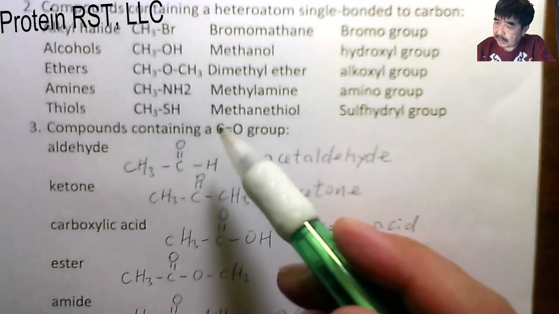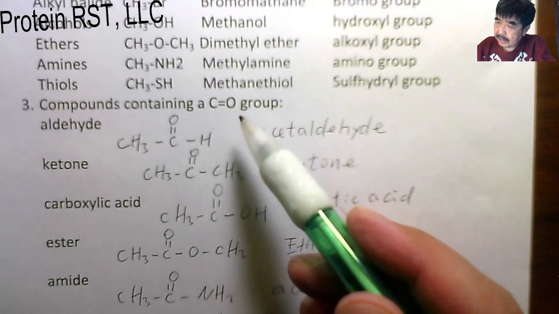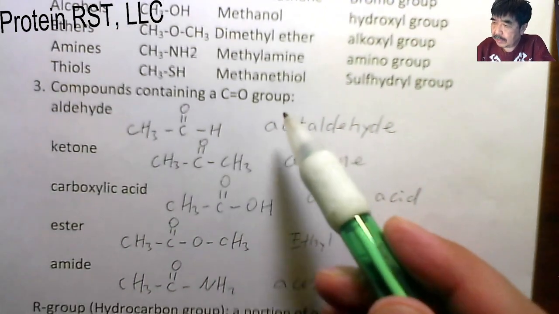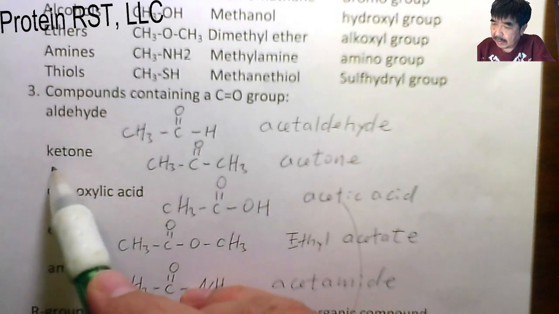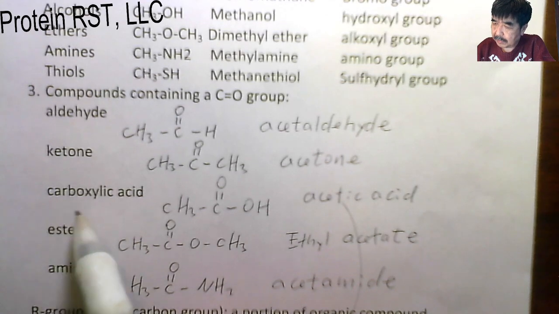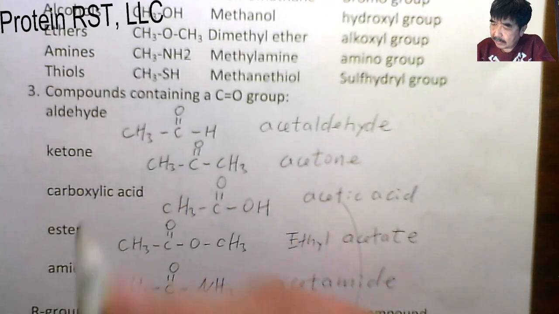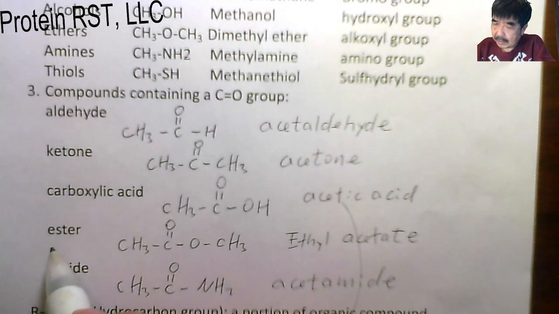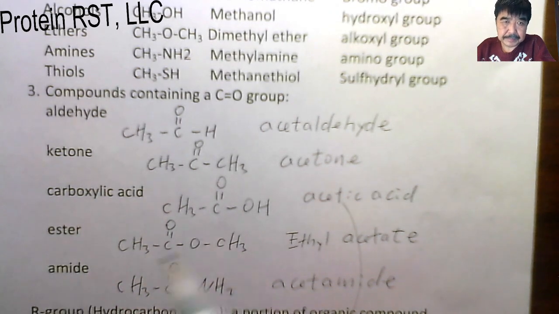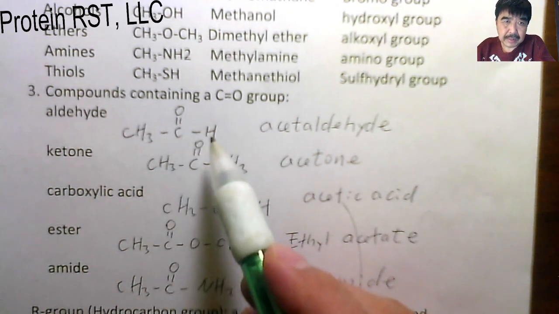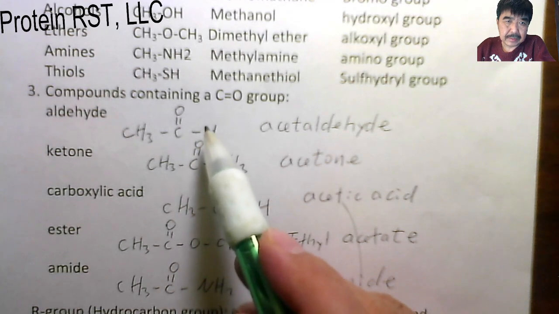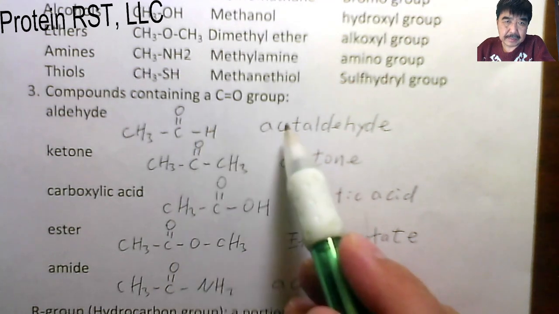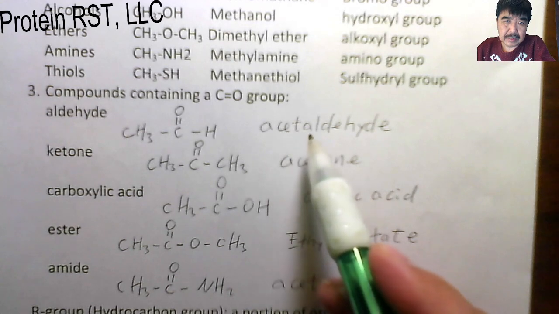The next category is compounds containing a carbonyl group, including aldehyde, ketone, carboxylic acid, ester, and amide. Take a look at the aldehyde first. Aldehyde has a carbonyl group. The carbonyl carbon bonds to a hydrogen atom. This example is acetaldehyde.